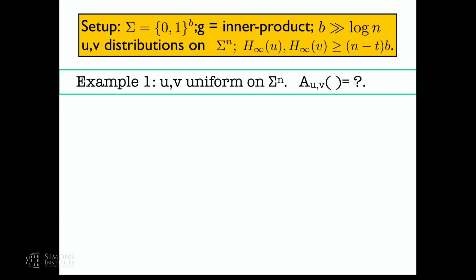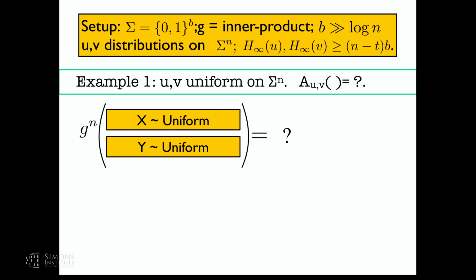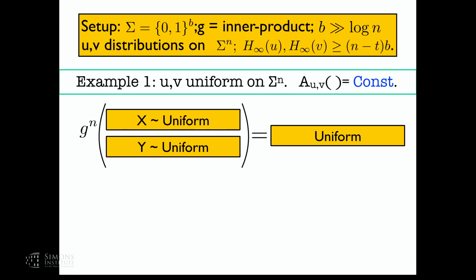Well, let's look at some examples. The simplest example I can think of for high min-entropy distributions are uniform ones. Right? So u and v are just uniform on sigma to the n. What is A_{u,v} in this case? Well, g is a balanced function, so the output is just going to be uniform as well. Okay? So g^n of x, with x being uniform and y being uniform, is a uniform distribution. So the probability that it equals something is actually a constant. Okay? It's exactly going to be 1 over 2 to the n. That's it.